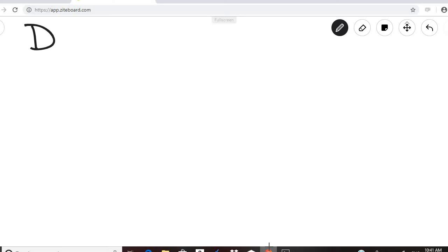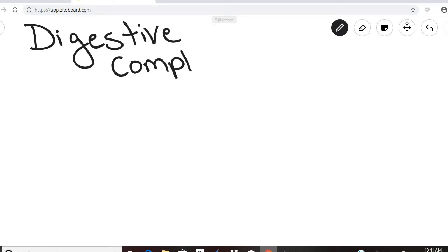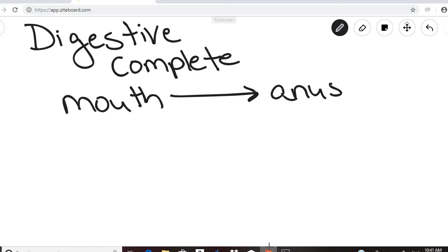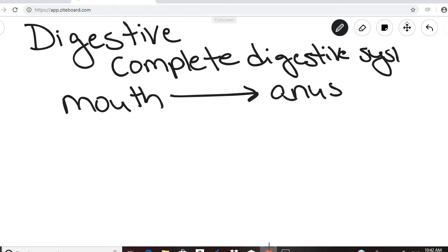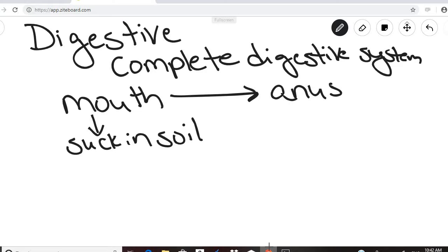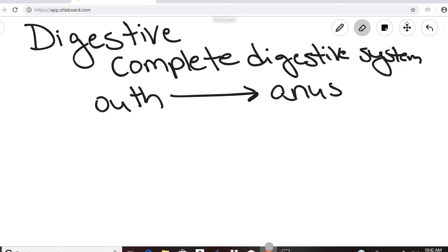So let's first talk about the digestive system. The digestive system in an earthworm is considered complete, and that simply means that it's a single tube basically that goes from the mouth to the anus. Okay, that's what we mean by a complete digestive system. So earthworms use their mouth to suck in soil, and then that soil will travel through the earthworm in order, and once it leaves the mouth, it will go into the pharynx.